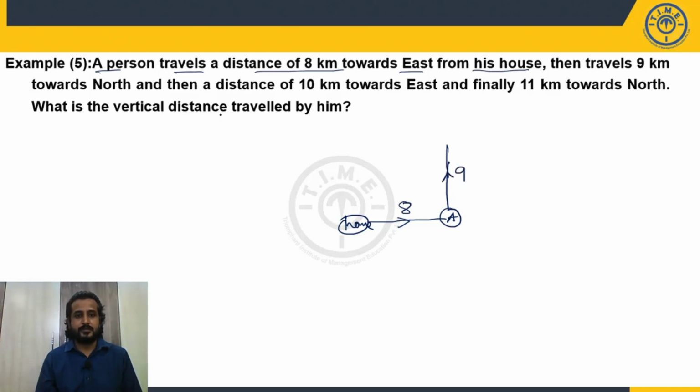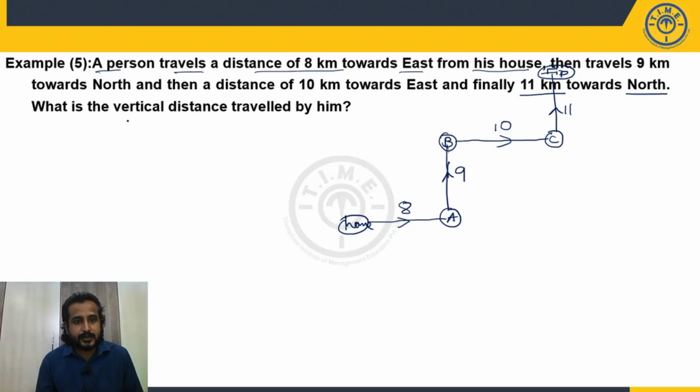Then a distance of 10 kilometers towards east. Now from this point, let's say it is a point B, travel towards east. East will be right hand side, 10 kilometers. Finally, 11 kilometers towards north. Let's say it is a point C. So from point C travel towards north for 11 kilometers. So the 11 kilometers line will be like this. Let's say it is a final point. Okay, so home and final point.